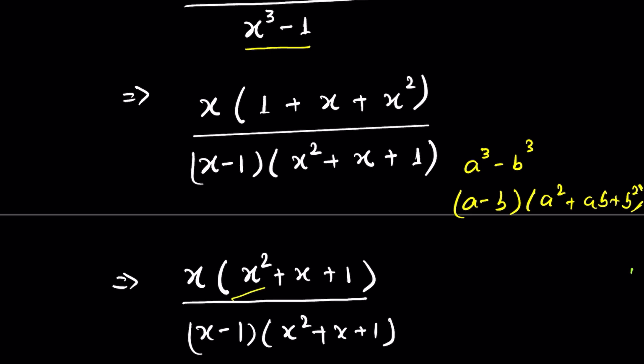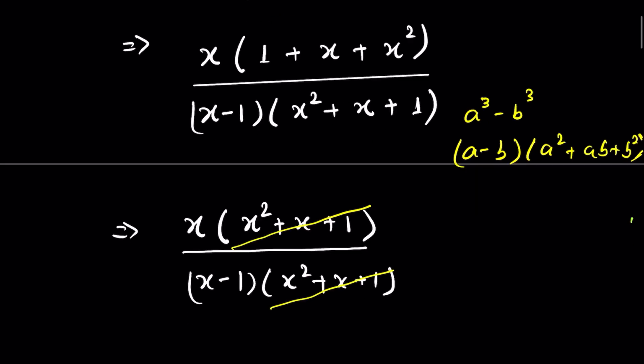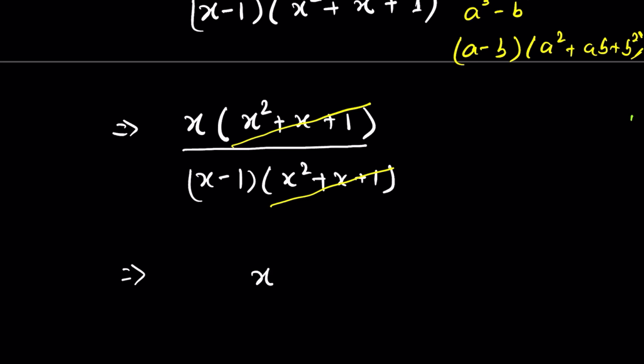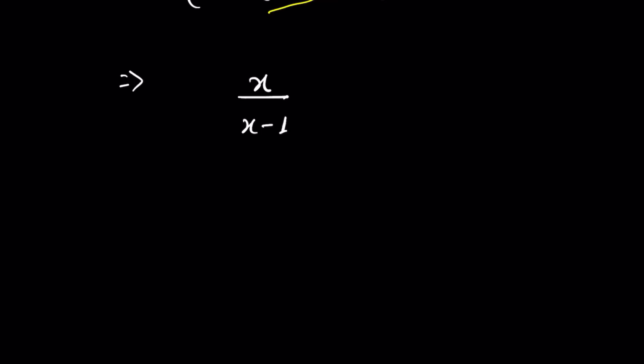Now these are two like factors, so we can cancel them out. Now we have x upon x minus 1, and we consider 2 to the power 11 as x, so we have 2 to the power 11 upon 2 to the power 11 minus 1.